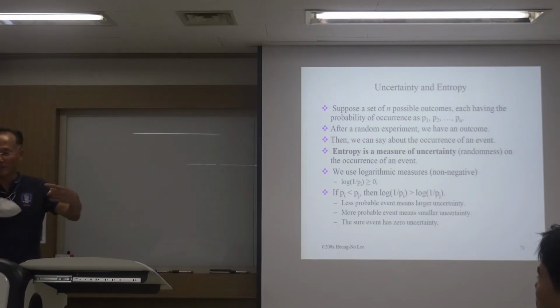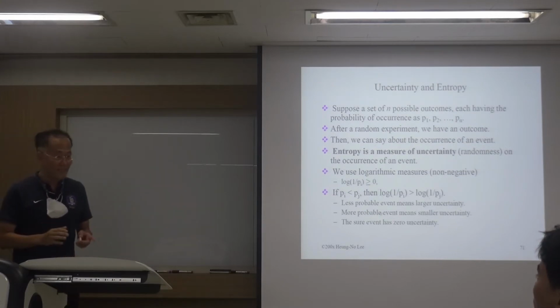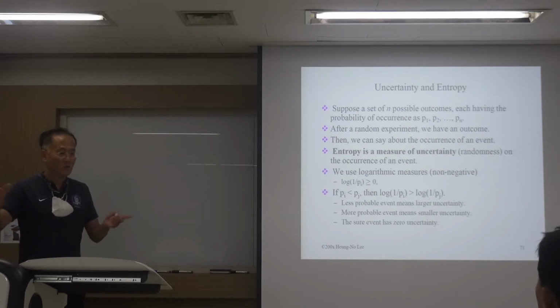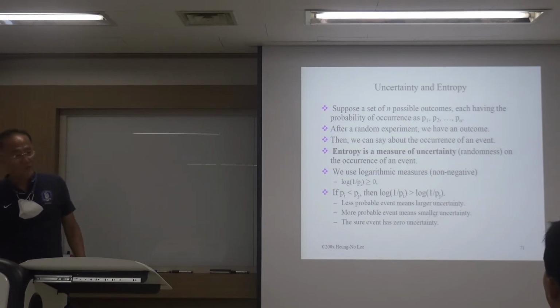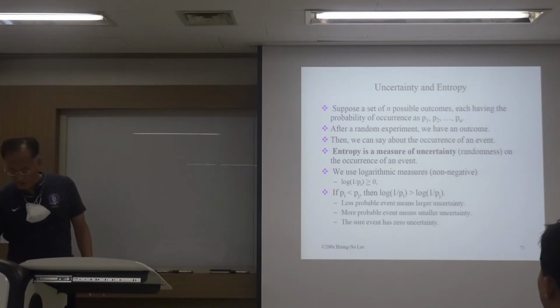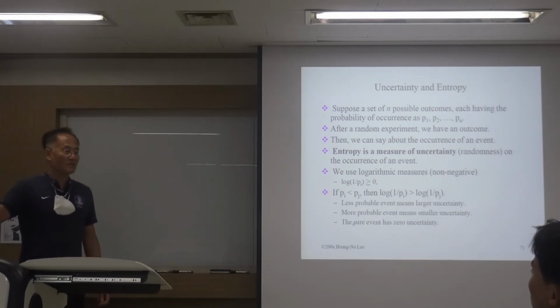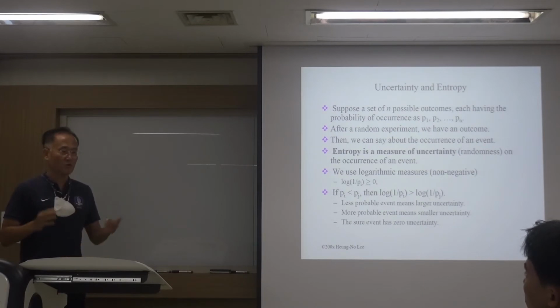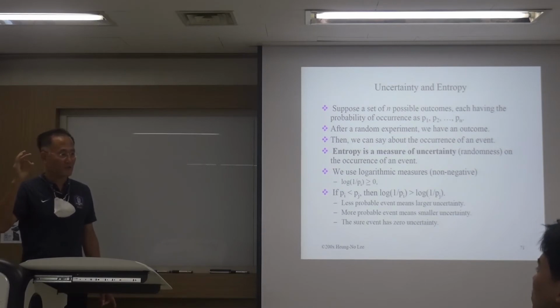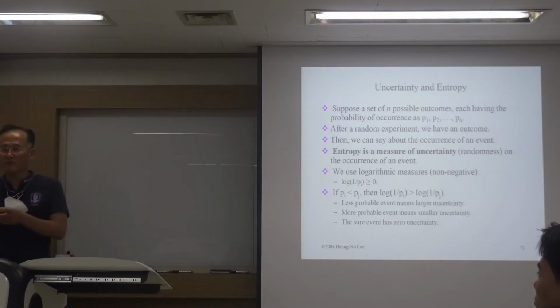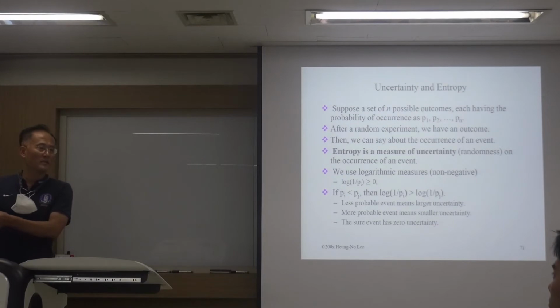Now you can accept me, right? Sounds good. A more probable event, like sunny all the time, carries almost no information, smaller uncertainty. A sure event, like tomorrow there will be sun in the morning, carries zero amount of information, zero uncertainty. So information means uncertainty, and uncertainty means information.